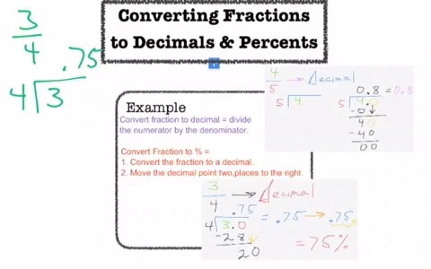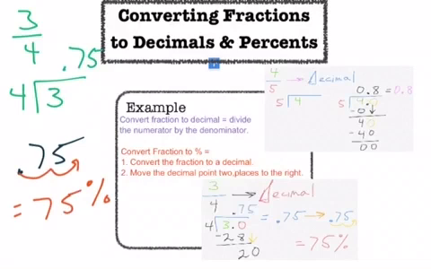And to turn that into a percent, we just do like we know now. We take 0.75 to turn a decimal into a percent. We move it 2 places to the right, and that equals 75%. If you have 3/4, you have 75 hundredths of a dollar. You have 75 pennies essentially, or you have 75% of a dollar.